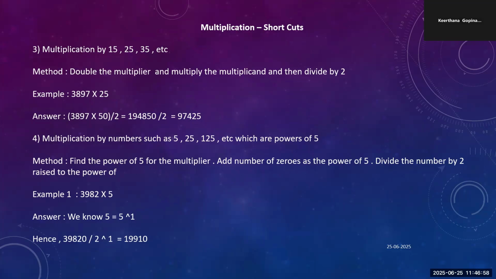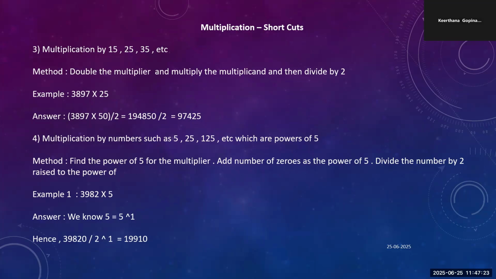Are you getting it? These are shortcuts. Multiplication of numbers by 5, 25, 125, which are powers of 5. You know what is the power of 5? What power of 5 is 25?